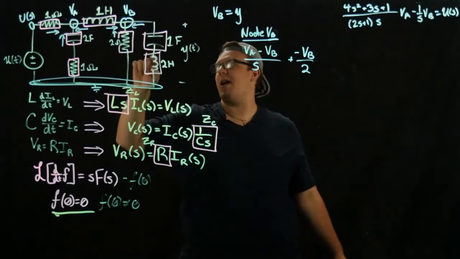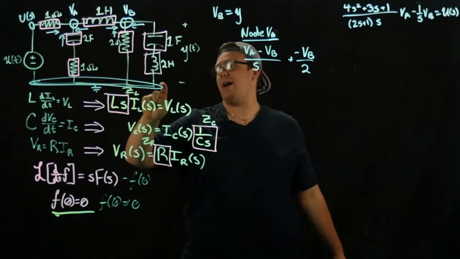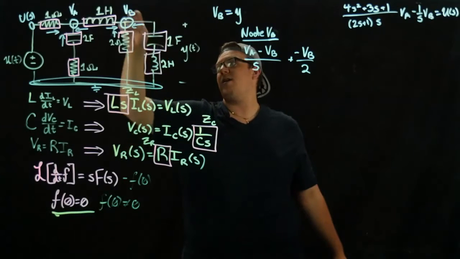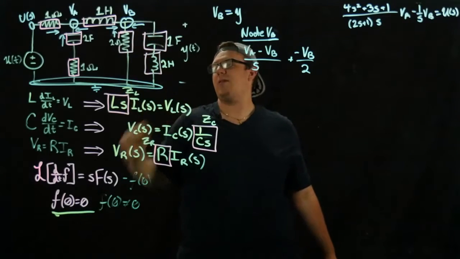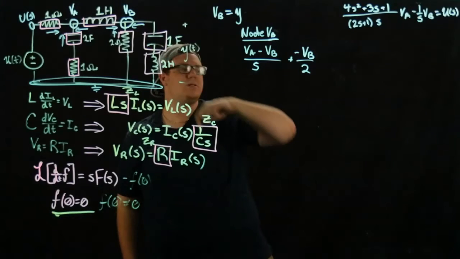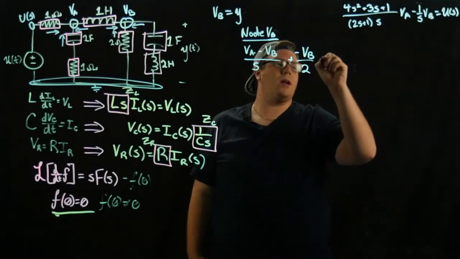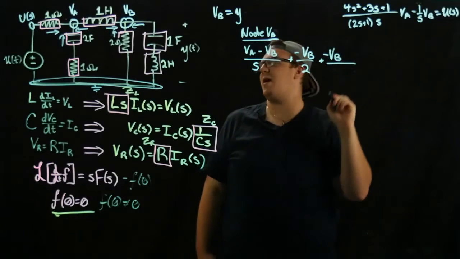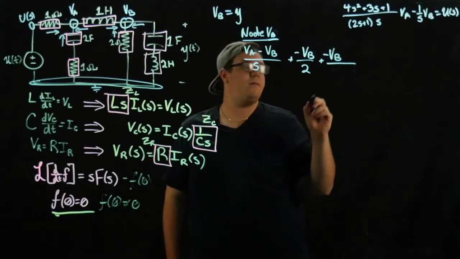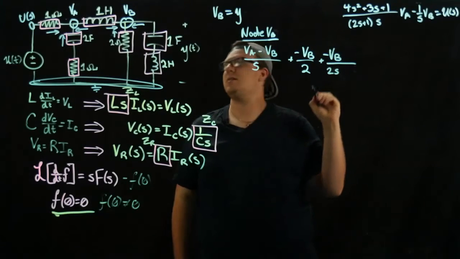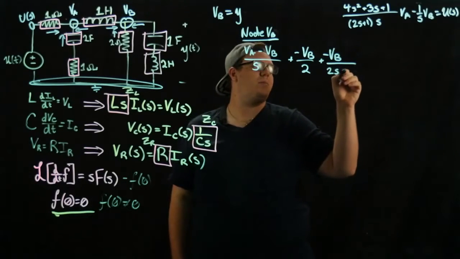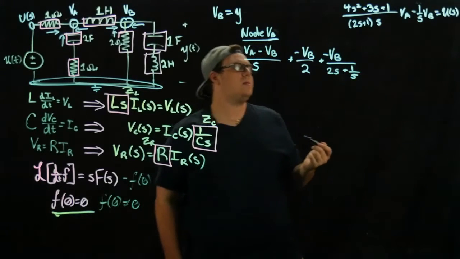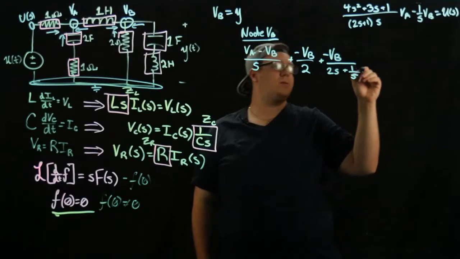And so finally, we have this current, which goes from down here, the other edge of the two components, which is 0, to VB. And we then have to sum these together. So we're going to get a minus VB divided by, so we have 2s, and then we have plus 1 over s. And this should all equal 0.